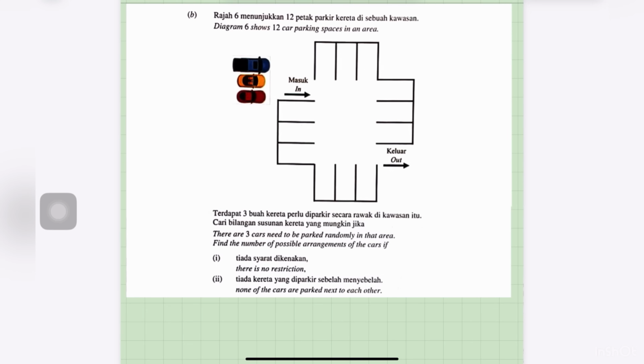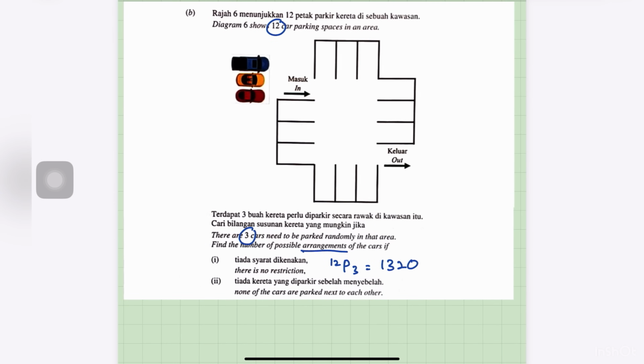8B, diagram 6 shows 12 car parking spaces in an area. There are 3 cars that need to be parked randomly in that area. Find the number of possible arrangements of the cars if Roman 1, there is no restriction. Okay, so now we have 12 car parking lots. Okay, we want to arrange 3 cars, and there is no restriction. So directly we have 12P3, because it is an arrangement of 3, which equals 1320 ways.